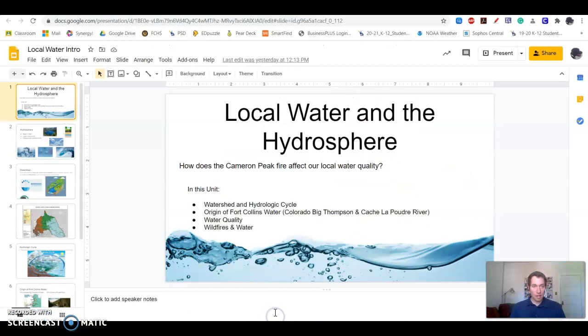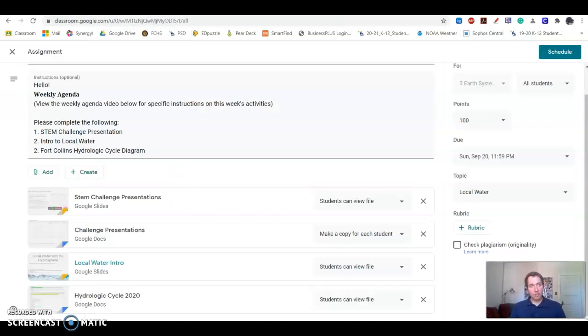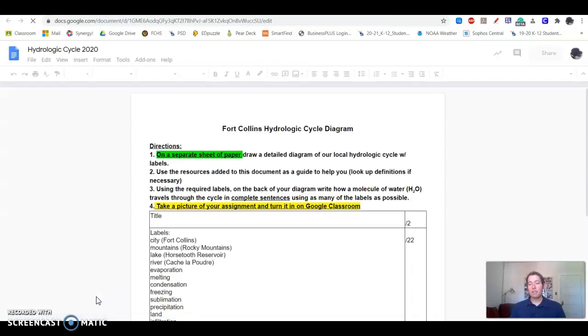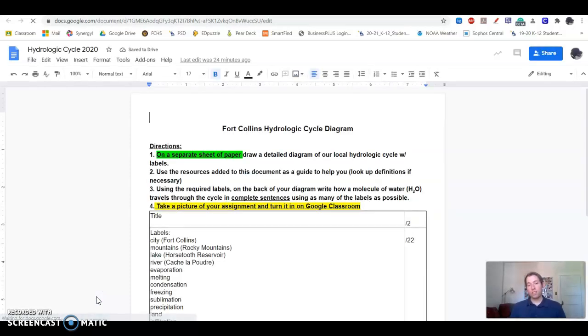And then as far as an activity or assignment this week, again, we'll be working on it in class, but your goal is to make sure that you have a separate sheet of paper. Not the first time, but we're hopefully going to remind you to bring paper on the second time we meet. You don't need it on Monday, Tuesday, but you will need it on Wednesday, Thursday, because you're going to be diagramming Fort Collins's hydrologic cycle. And you may have done this in middle school before.